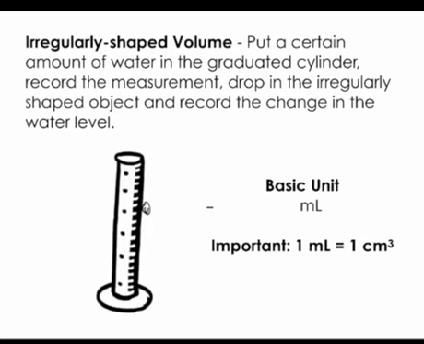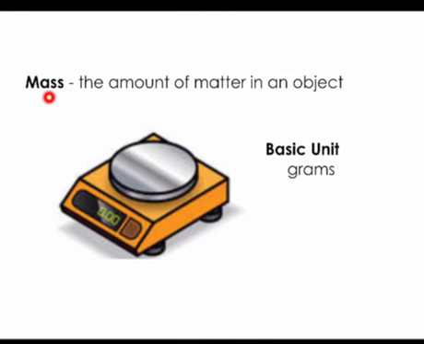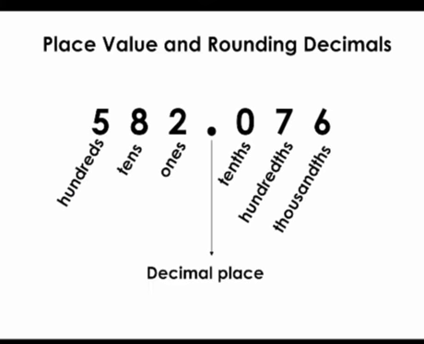An irregular shaped volume, we would put a certain amount of water in the graduated cylinder, like let's say 10 milliliters, and then we would drop the object in there and see how much it went up. We're going to do some practice with that, but you'll see. So the basic unit is milliliters, and it's important to know that 1 milliliter equals 1 centimeter cubed. Mass is another thing that we're going to measure. It's the amount of matter in an object, and the basic unit is grams.